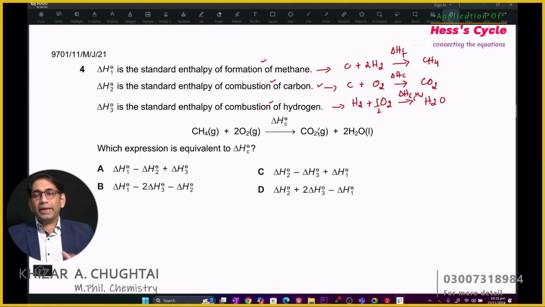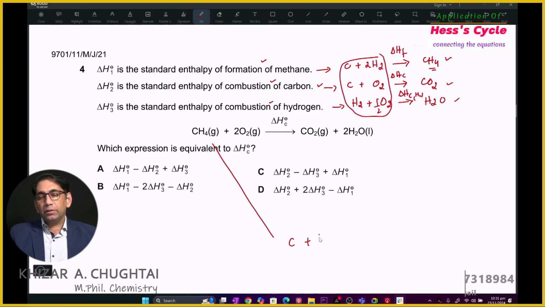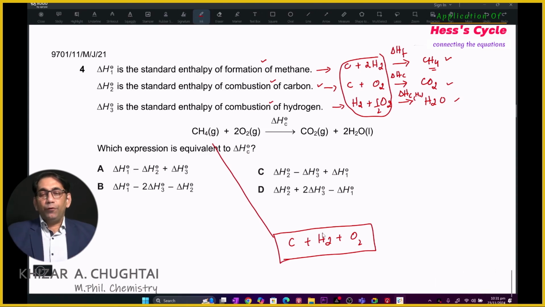Now I am going to connect these equations with this given equation. CH4, and here is a CH4. So we can make CH4 from the elements carbon, hydrogen, and oxygen. So I am taking all elements in one packet, in one box. We can make methane from this packet, this box.